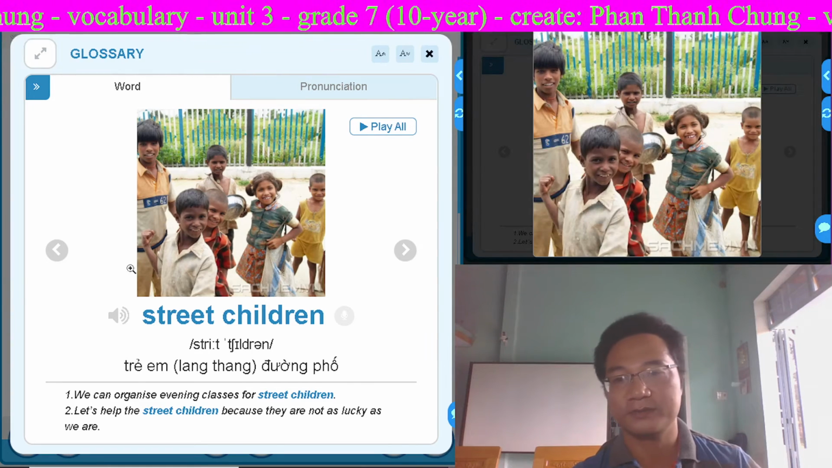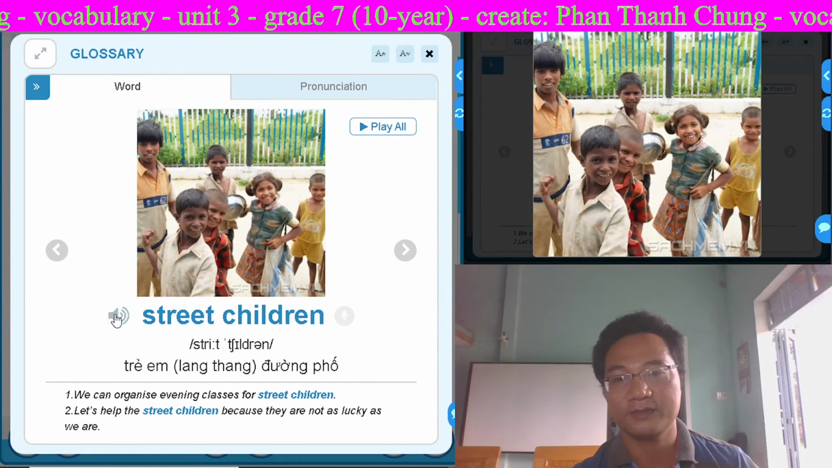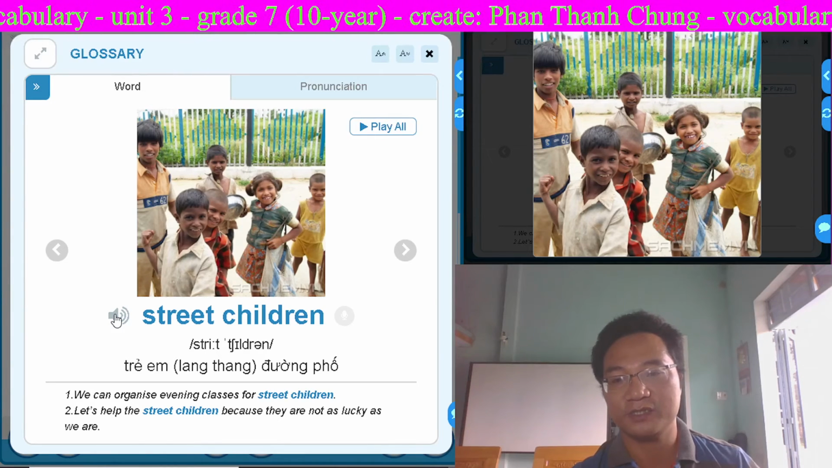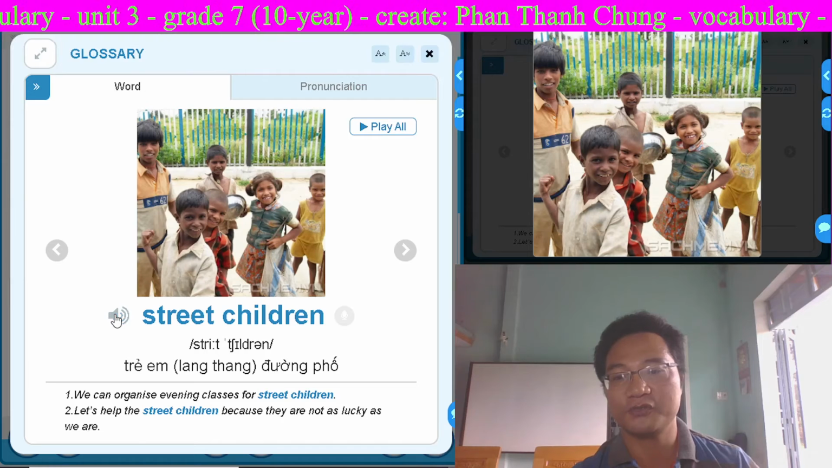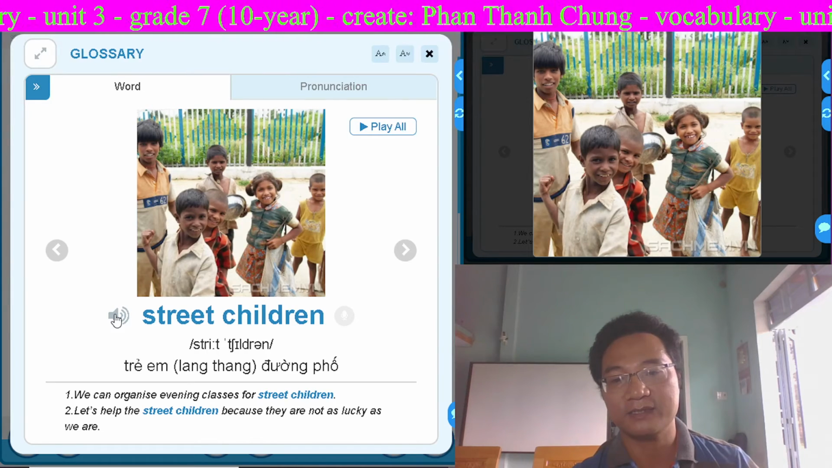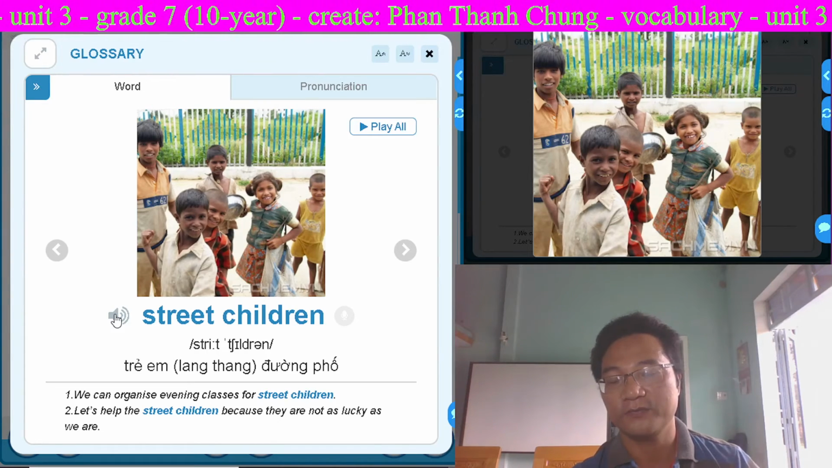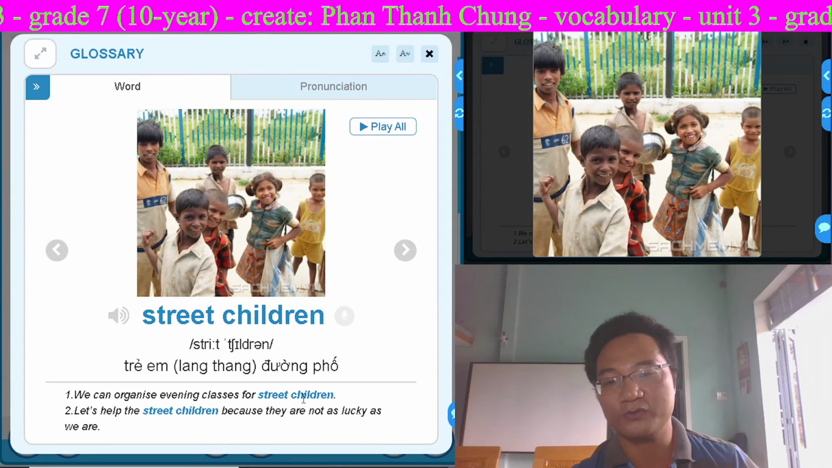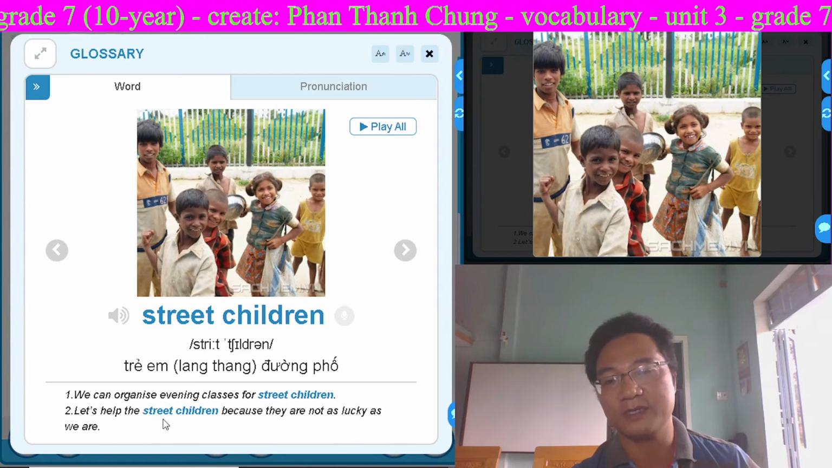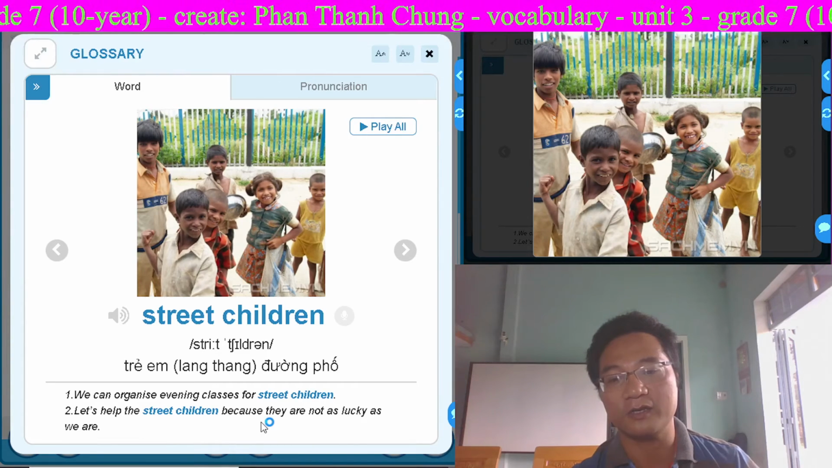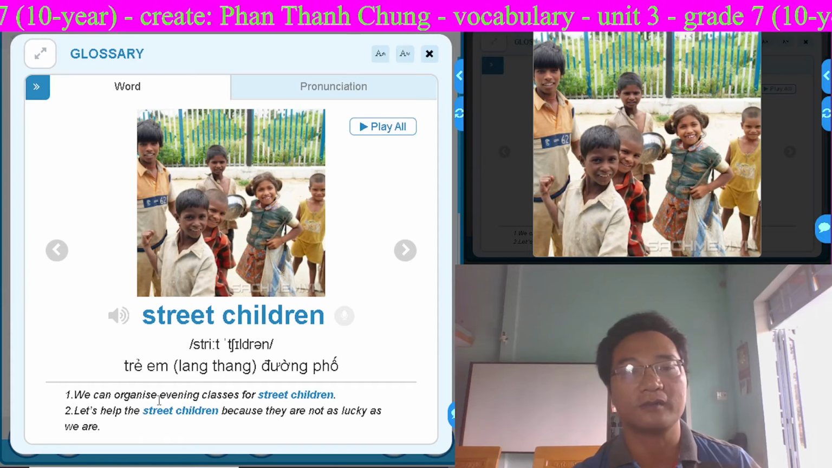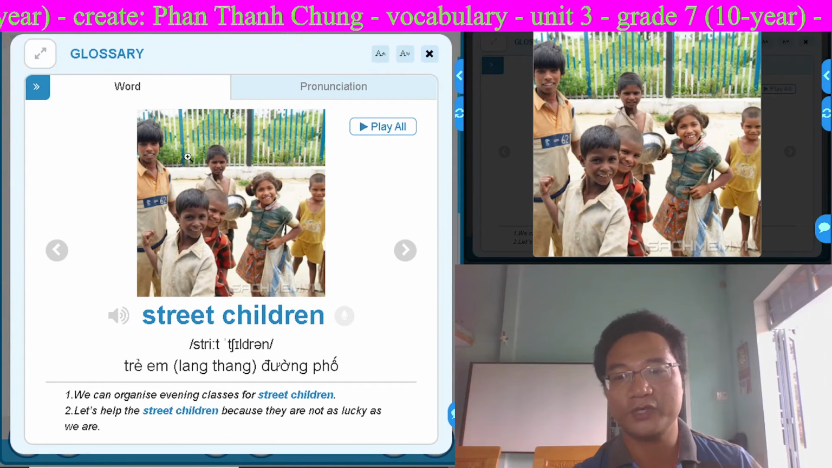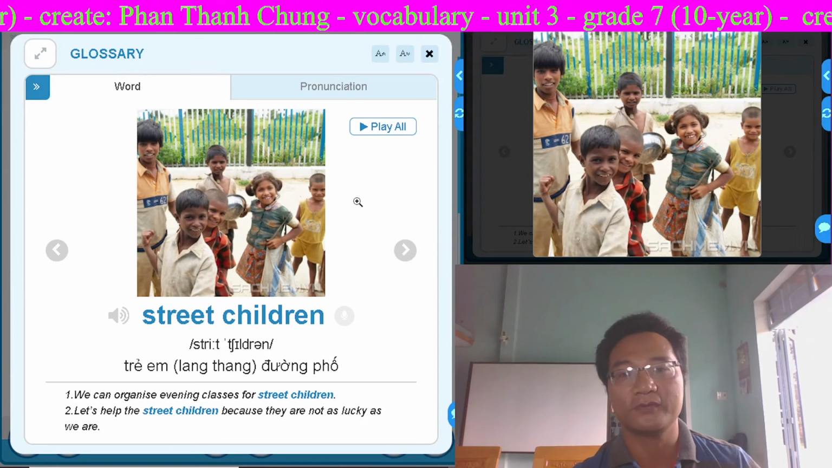Look at the picture and listen. Street children. Trẻ lang thang hay trẻ đường phố. For example, we can organize evening classes for street children. Or let's help the street children because they are not as lucky as we are. Street children, trẻ em đường phố.